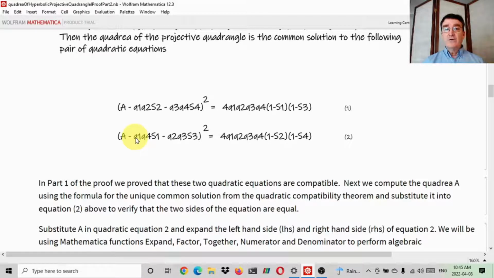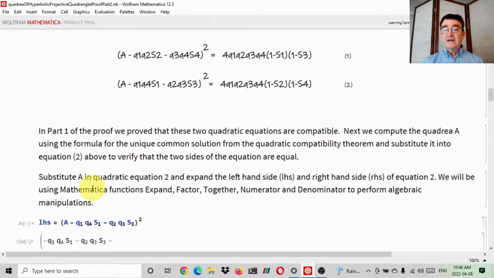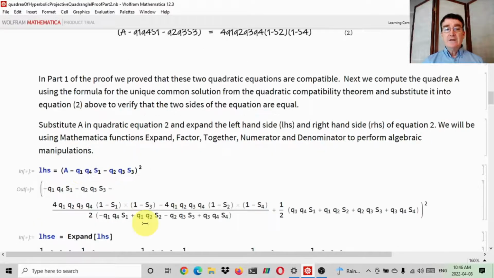We'll do this algebraically, and we're going to be using the Mathematica functions expand, factor, together, numerator, and denominator to perform algebraic manipulations. Okay, so the left-hand side of this equation is given here. Left-hand side, LHS, is equal to A minus Q1, Q4, S1, minus Q2, Q3, S3, all of that squared. And here it is here.